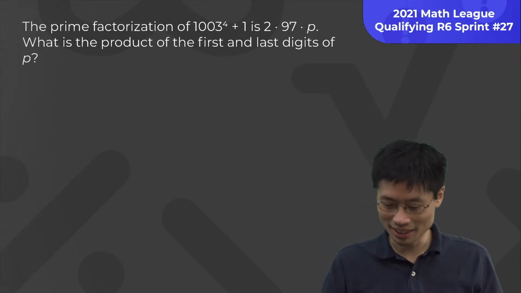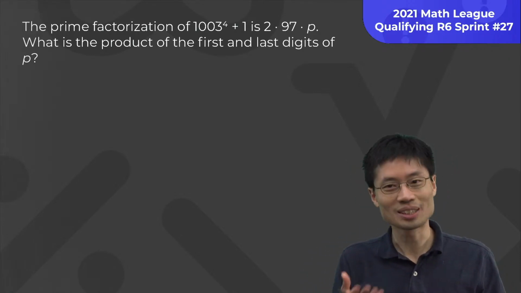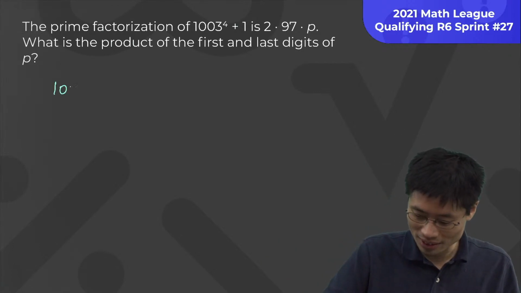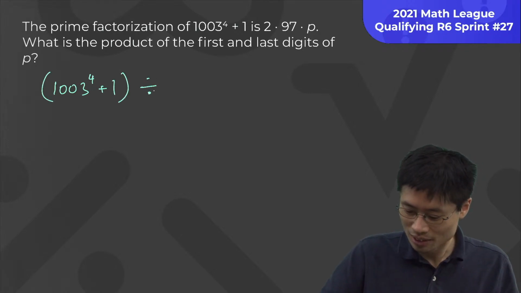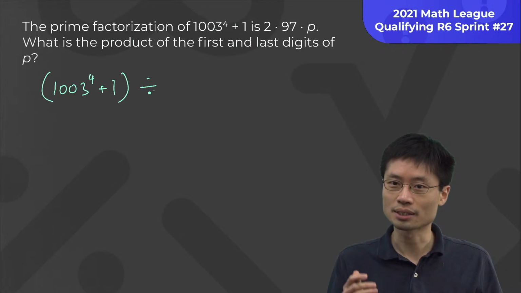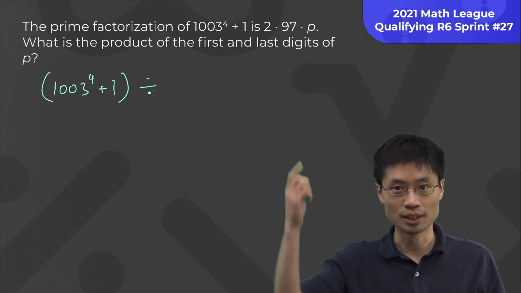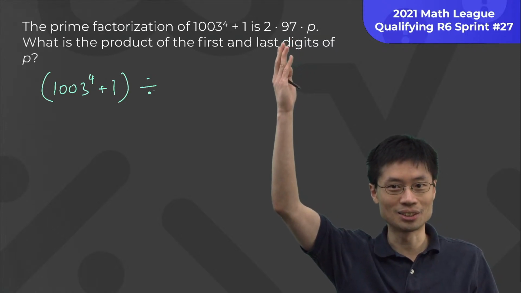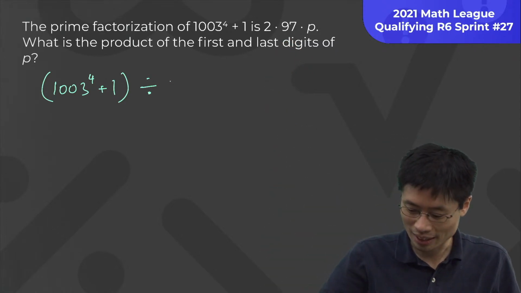Okay, let's see if there's some way to do this. It's 2 times 97 times p, so I just need to divide. So I need to know what is 1003 to the power 4 plus 1, and then divide by 2 times 97. What's that? Well, that's like 2 times 100, which is 200, but minus 3 and then minus 3 again, because this is 3 less than 100, so I need to minus 6 from 200. That's 194.